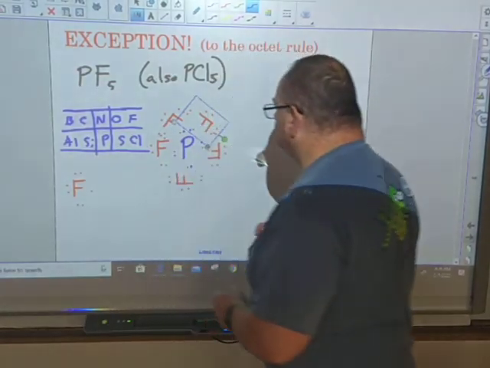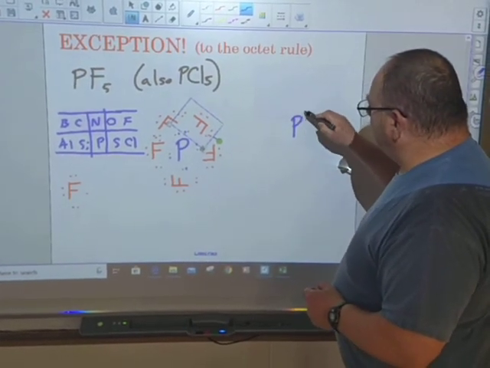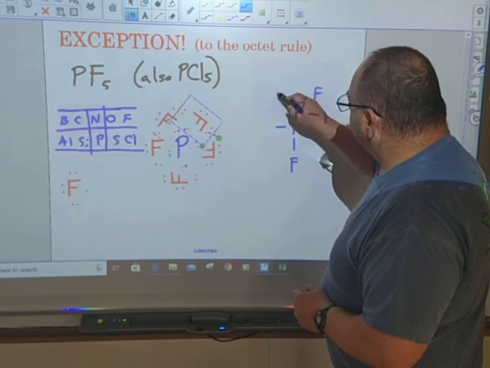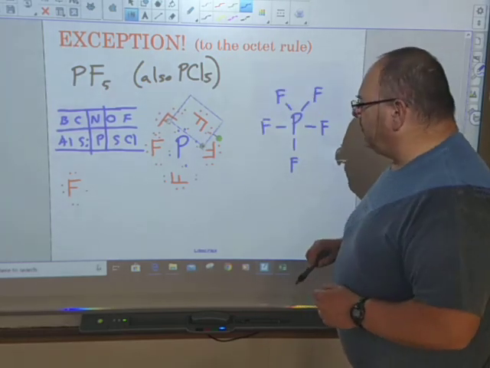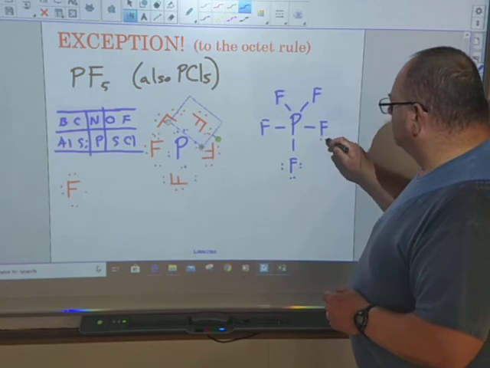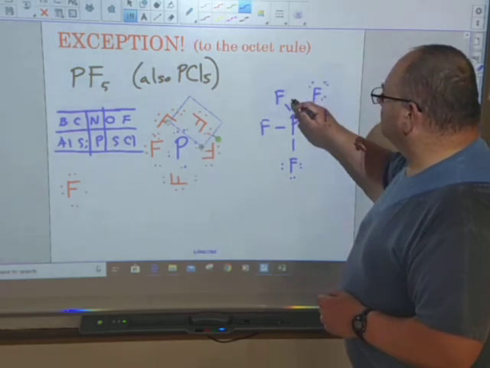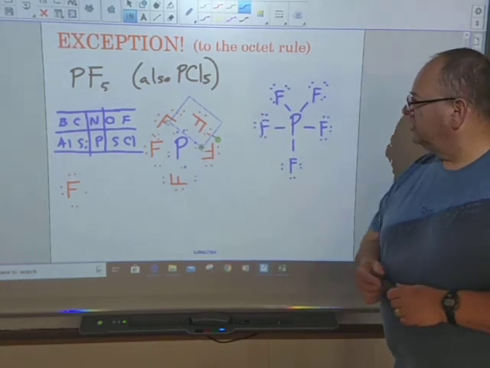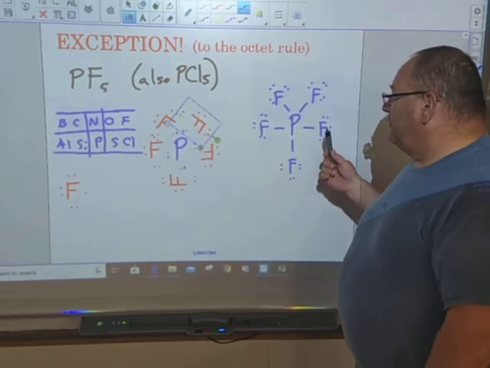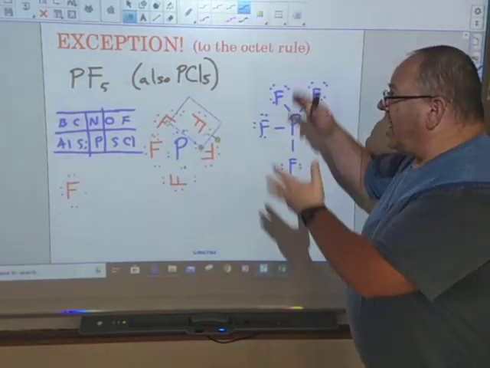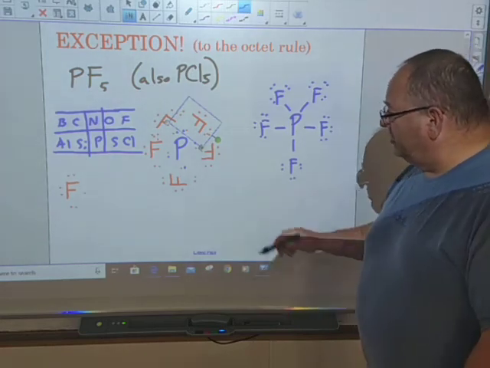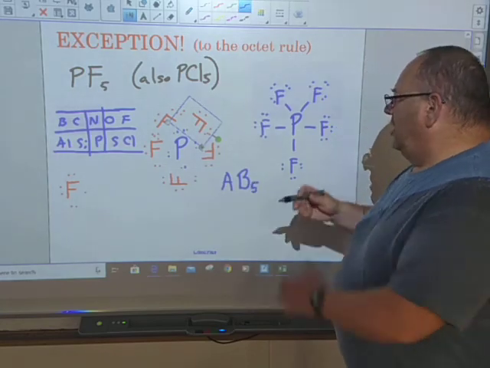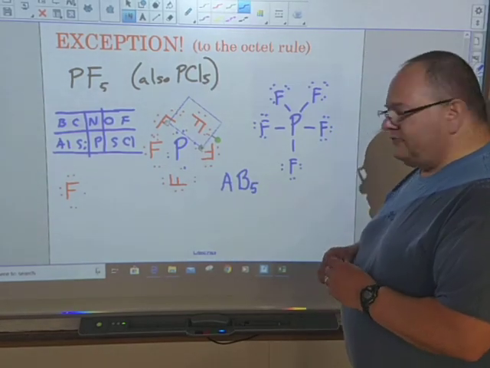So in the end, we got phosphorus with 1, 2, 3, 4, 5 bonds to fluorine. Each fluorine has 3 unshared pairs. So all the fluorines are happy, they've got an octet, but phosphorus has 10 electrons around it. That's why it's an exception. Okay? What would be our notation? Well, our central atom has 5 atoms bonded to it, no unshared pairs. So 5 atoms, no unshared pairs.